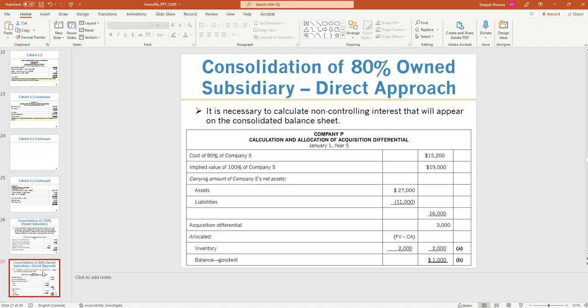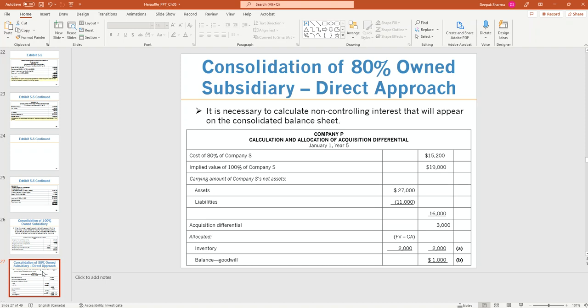Now we're going to look at the 80% ownership. So when you do an 80%, you have an extra step that you have to do. That extra step is the NCI. So everything that you're going to do, you have to do a calculation for NCI as well. In this case, we're using the implied method for the calculation of the NCI. So the cost of company S that was paid was 15,200 to acquire 80% share.